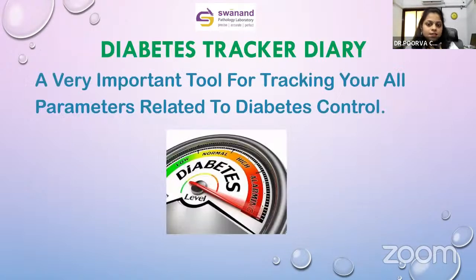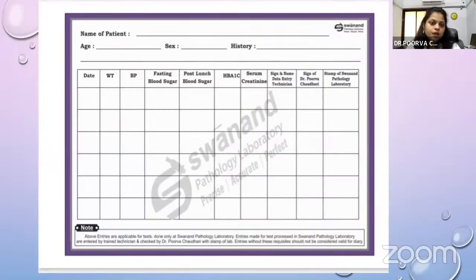Okay, so this is one of the features that we give for our diabetic patients from our lab. So this is basically a diabetes tracker diary, which will track the parameters related to the diabetes control. So just a glimpse of this diary I wanted to give. So this is the middle page of this diary, and whenever the patient is coming in the morning, then we note down the name of patient, age, sex, and history of the patient. We note down the date.